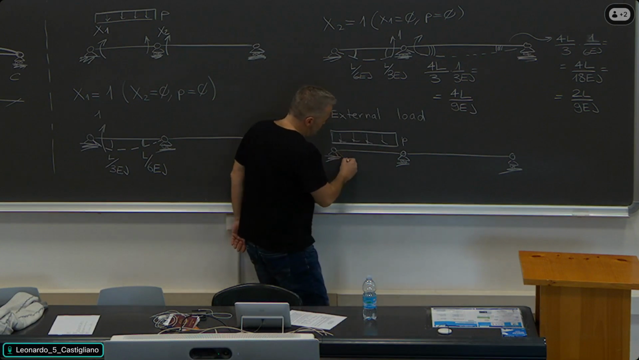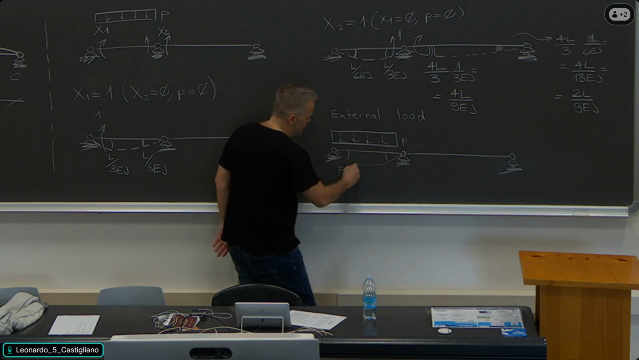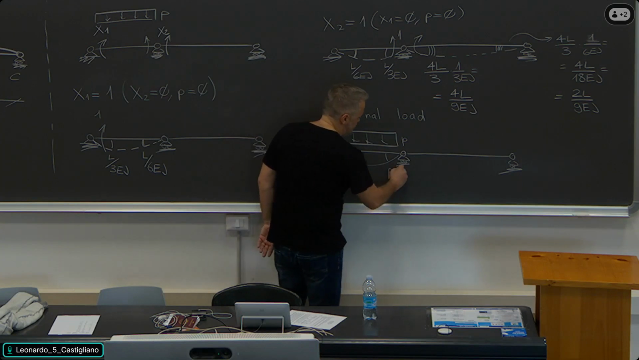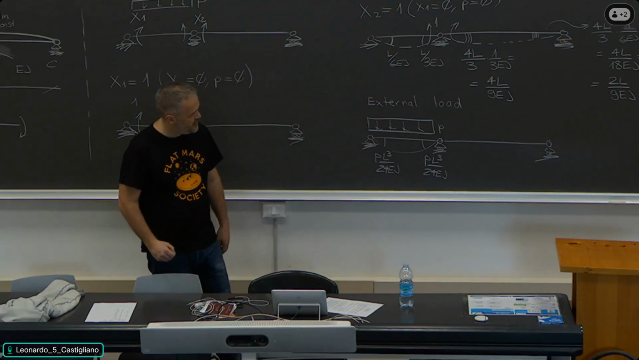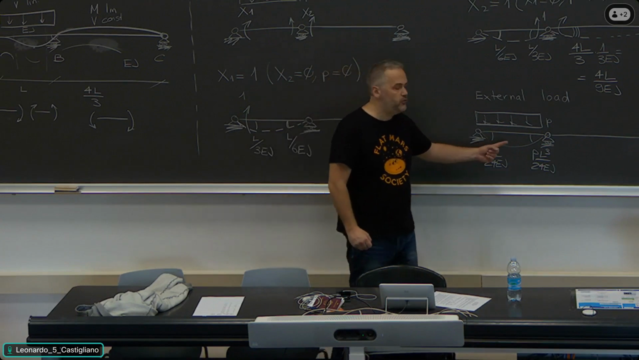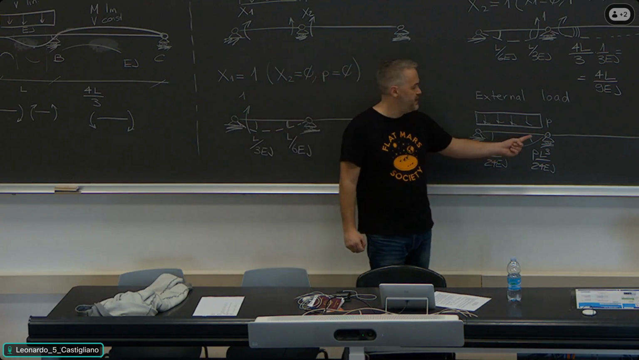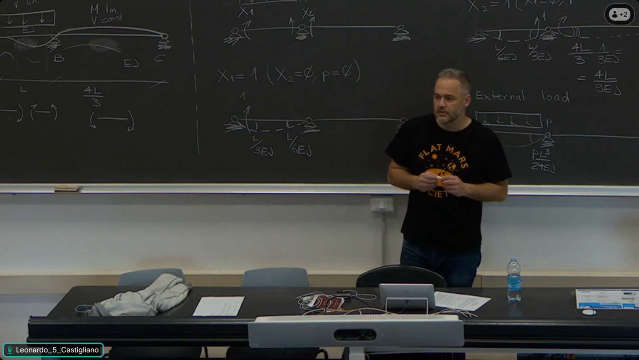So the deformed shape is symmetric with respect to midspan, which means 1 arch here, 1 arch here. This is PL to the power of 3 divided by 24EJ. And the same happens here, PL3 divided by 24EJ. Okay, I need them both because I need to write compatibility equations both at the first point, A, and at the center support, B. Got it?